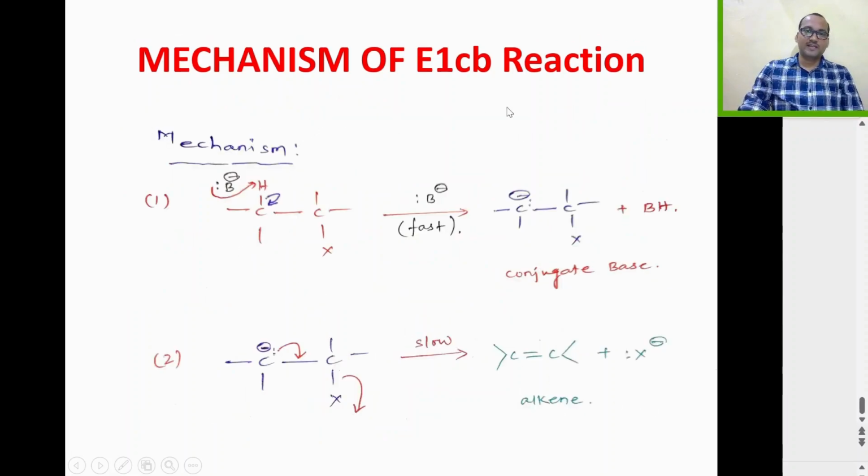So here is the mechanism for the E1cb reaction. This base will take this proton and this C-H bond will break on this carbon. As a result, you generate a carbanion here. This is the conjugate base of this one. Once you generate this conjugate base, this C minus will come here and kick out the X as X minus, leading to the product alkene. And this is the slowest step.